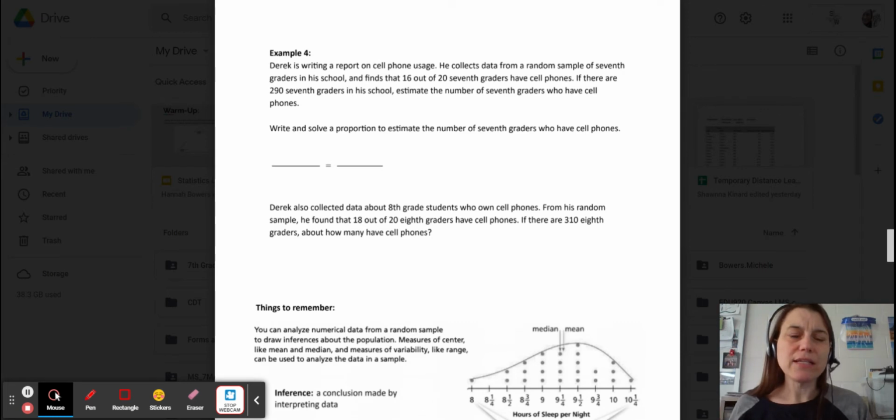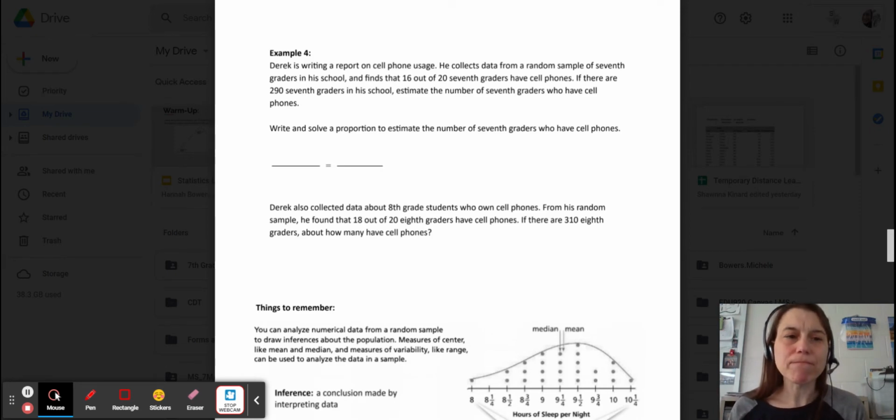So in this example, rather than people giving lots of different answers, like in the other one with Sasha, where she was asking how many hours of sleep they got each night, Derek's asking a question of seventh graders in his school. He's essentially asking a yes or no question: do you have a cell phone? So they either do or they don't. There's no need to find mean, median, mode, and we're not going to be able to make a graph of that because there's either yes or no.